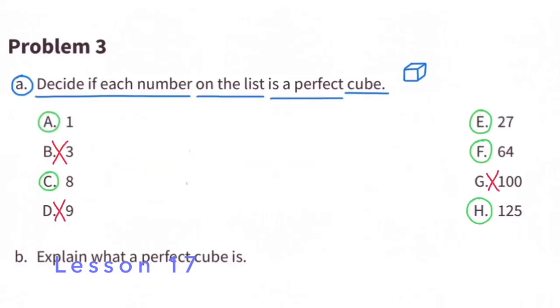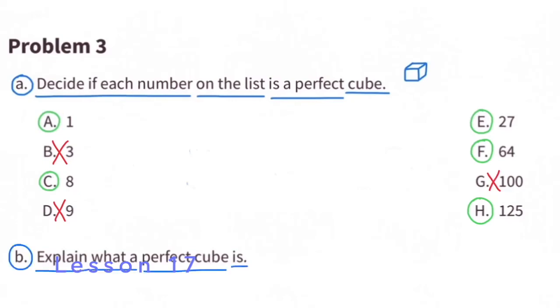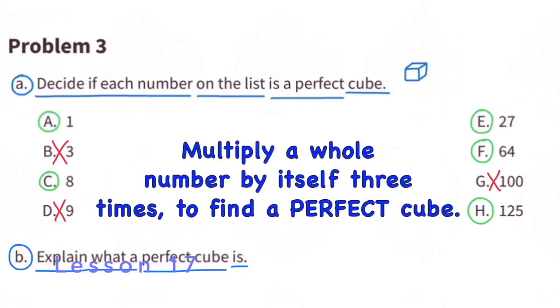3, 9, and 100 are not perfect cubes because there's no whole number that can be multiplied times itself that would have the result of either 3, 9, or 100. B. Explain what a perfect cube is. Multiply a whole number by itself 3 times to find a perfect cube.